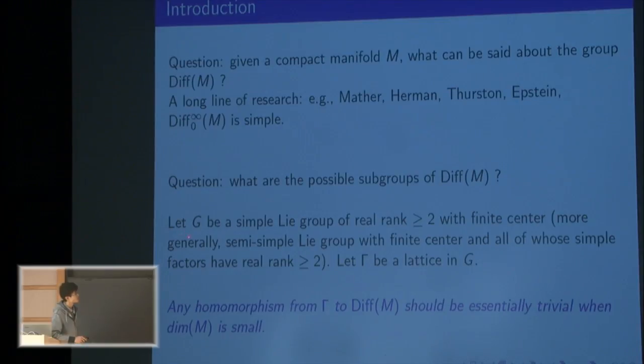So let G be a simple Lie group of real rank at least 2 with finite center. More generally, we can consider a semi-simple Lie group with finite center, all of whose simple factors have real rank at least 2. And let gamma be a lattice in G. So Zimmer's conjecture says roughly that any homomorphism from gamma to Diff(M) should be essentially trivial when the dimension of M is small. By essentially trivial, we mean that the image should be finite.